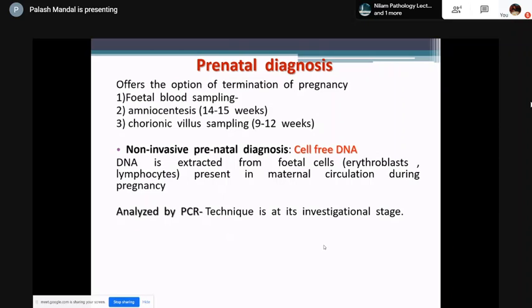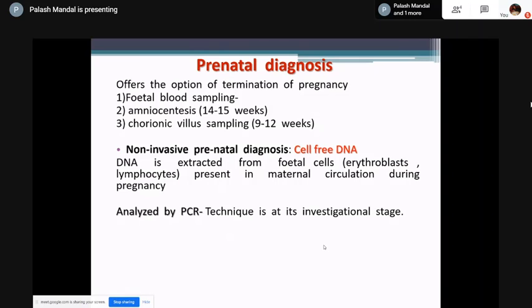It can be done by fetal blood sampling. It can be done by amniocentesis, meaning the amniotic fluid is taken with the help of a syringe, and that is analyzed. And chorionic villus sampling, which is a very risky procedure, can be done at an early stage, that is 9 to 12 weeks, and from these samples we can do the genetic test to confirm whether the newborn is going to have a disease or not.